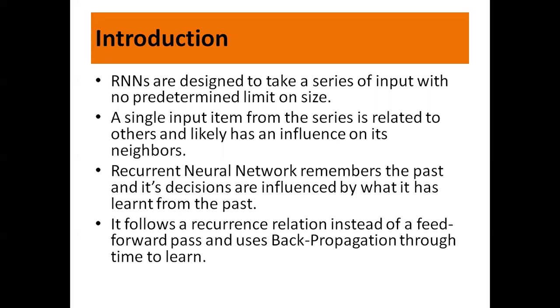A single input item from the series is related to others and likely has an influence on its neighbors. When we talk about a sequence, the sentences are related to each other. When I'm saying "Kolhapur famous", famous and Kolhapur have some relation which tells us, okay, Kolhapuri chappal. A recurrent neural network remembers the past, and its decisions are influenced by what it has learned from the past, that is the previous knowledge. It follows a recurrence relation instead of a feed forward pass and uses back propagation through time to learn. As far as MSc students are concerned, we already spoke about recurrence relations in the previous semester, when we wrote recurrence relations to solve the complexity of recursive algorithms. A recursive algorithm executes once you give an input, and the output of that execution is given as input to call the function again. So just remember, recurrence relations are the base for recurrent neural networks.